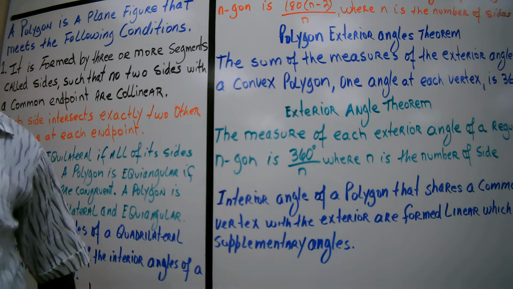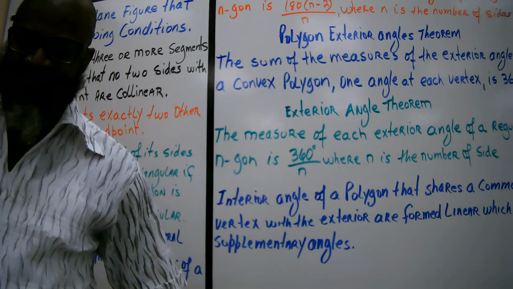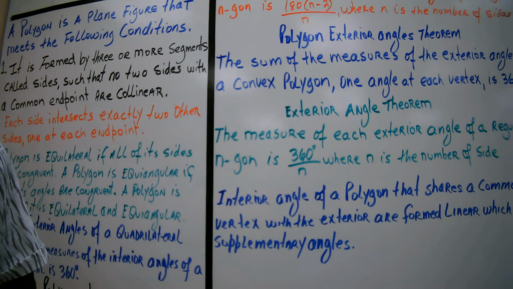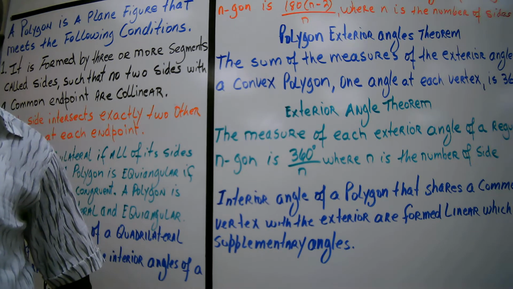Now to find the measure of each interior angle in a regular polygon, this is different. You will find the sum of the interior angles, then you will divide by n, which is the number of sides.